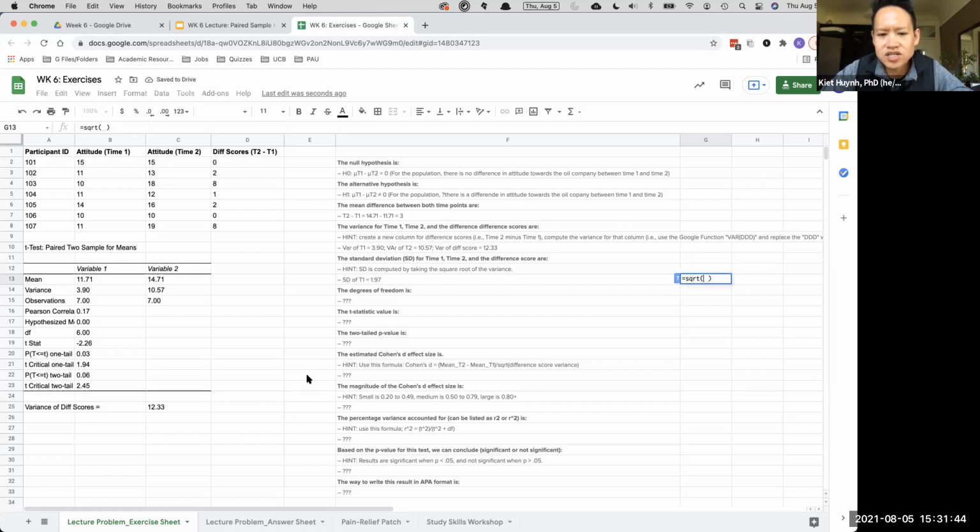The standard deviation of time 2, 10.57 is the variance, so take the square root of the variance. You get 3.25. And lastly, what is the standard deviation of the difference scores? The variance of difference scores is 12.33, so the standard deviation is 3.51.